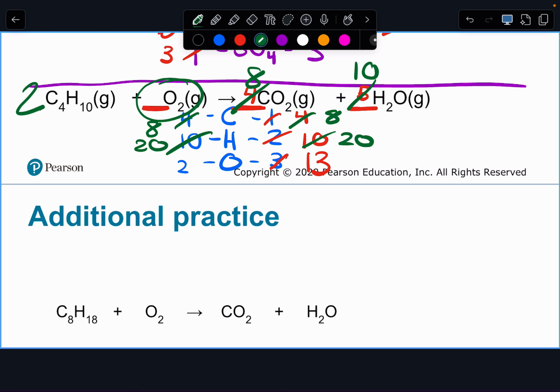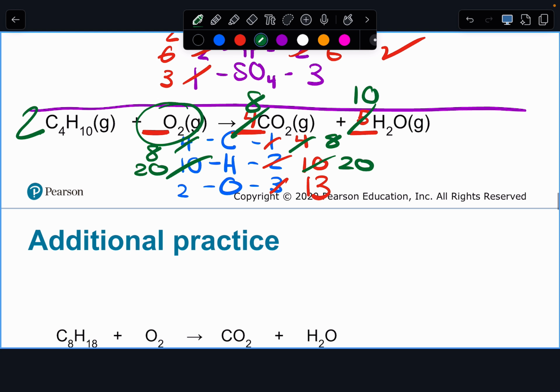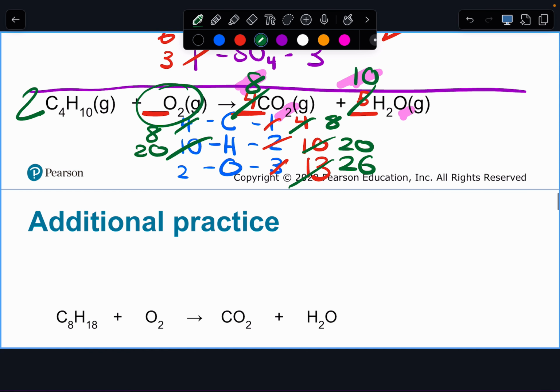Now take a minute and add up your total number of oxygens on the product side. I think it's 20. Is it 26? Oh, yeah, you're right. It is 26. Okay. So 8 times 2, 16. And then 10 times 1, 10. So 26. 16 plus 10. Okay. Now, what do I put in front of the O2 to get 26 oxygens? 13. Good.